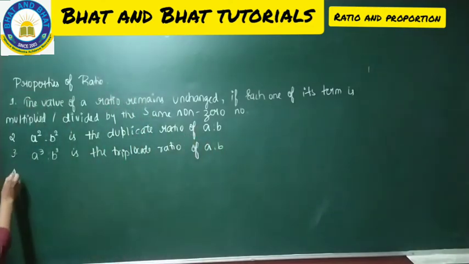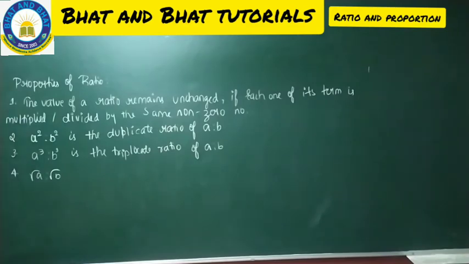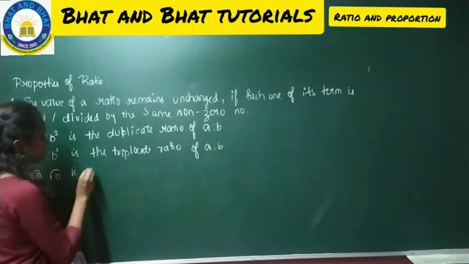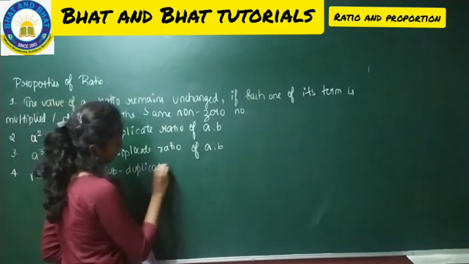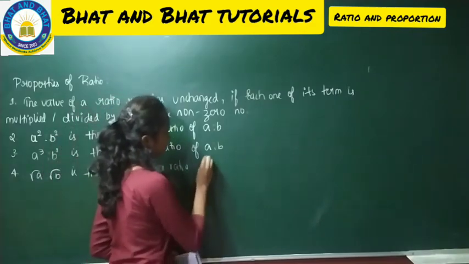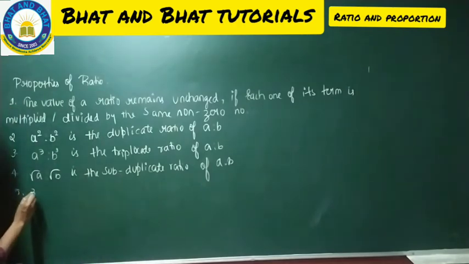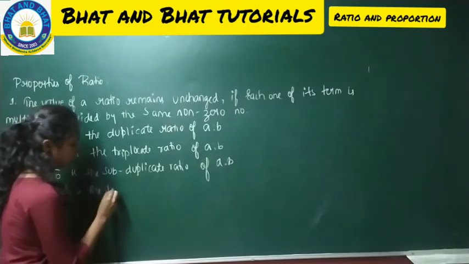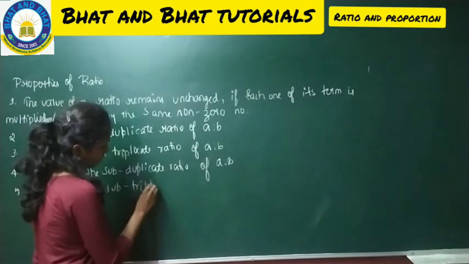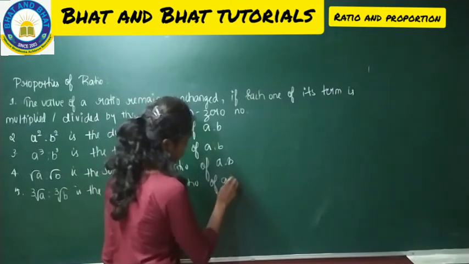Got this? Next it is fourth one, that is square root of A is to square root of B. Square root of A is to square root of B is the subduplicate ratio of A is to B. And now if I move on to the next, that is cube root of A is to cube root of B is the subtriplicate ratio of A is to B.